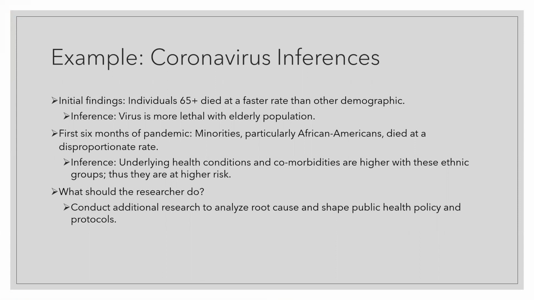Another study was conducted within the first 6 months of the pandemic, and it was noted that minorities, particularly African Americans, died at a disproportionate rate. An inference from that study could be that underlying health conditions and comorbidities are higher within these ethnic groups, and thus they are at higher risk. So in a situation like this, what should the researcher do? Having the data and the information from the initial study is beneficial, but in a situation like coronavirus, additional study has to occur. As a doctoral researcher, you should identify that as gaps in the literature.